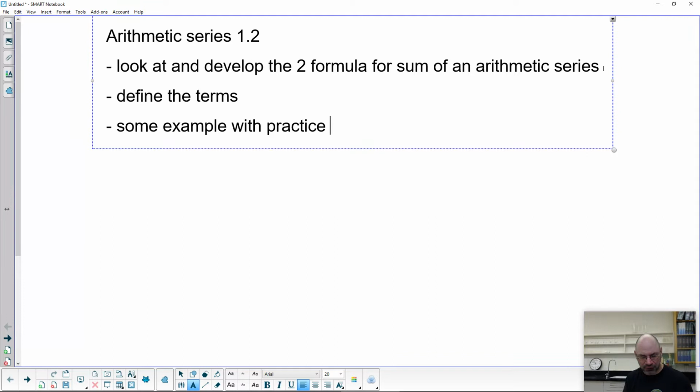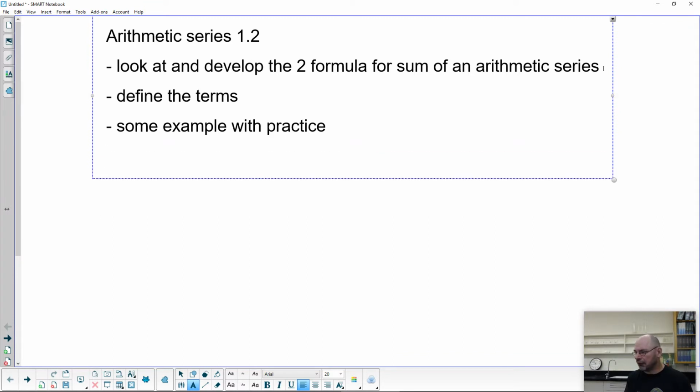So the first thing I want to do is talk about an arithmetic series. What is an arithmetic series? It's the same as a sequence, except you add the numbers together. That's it. So basically, it is an arithmetic sequence where the terms are added together.